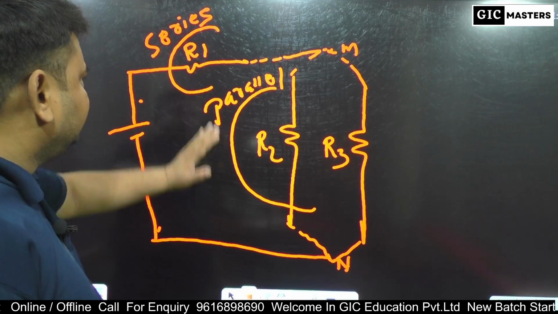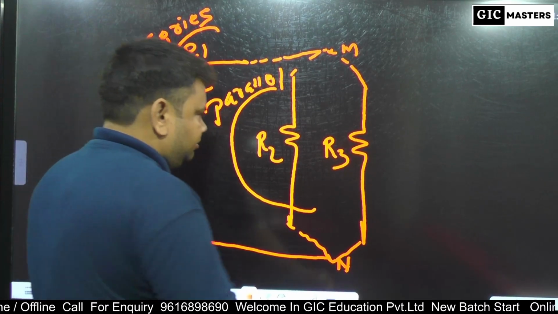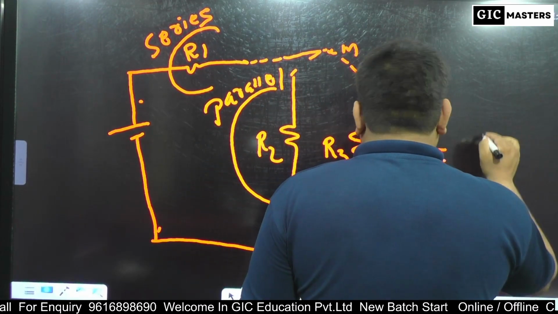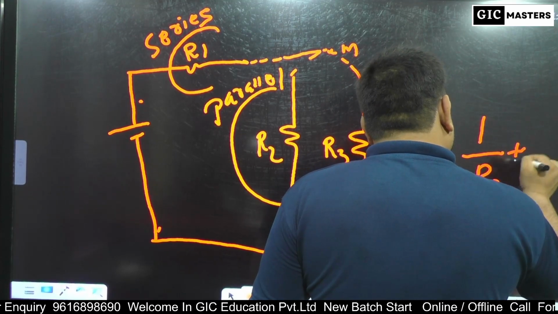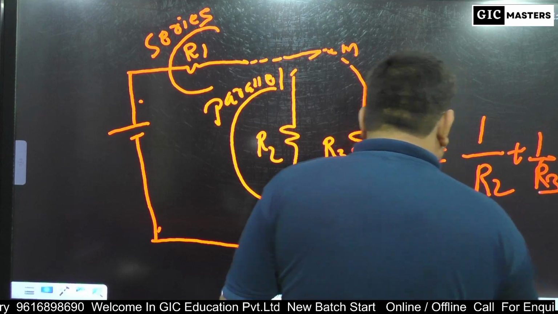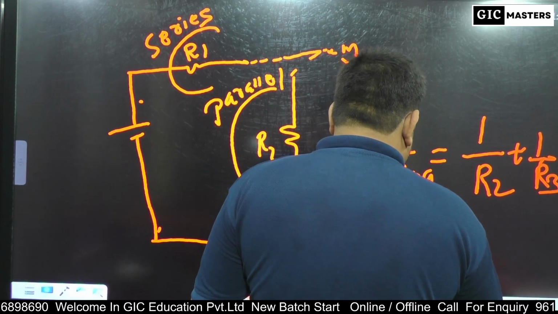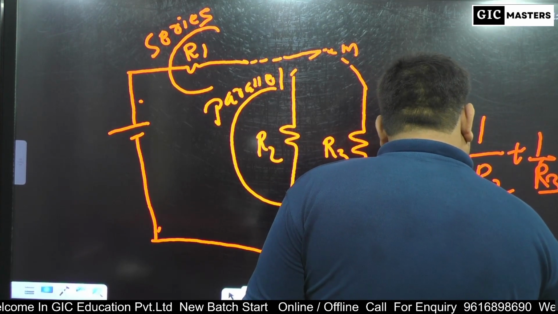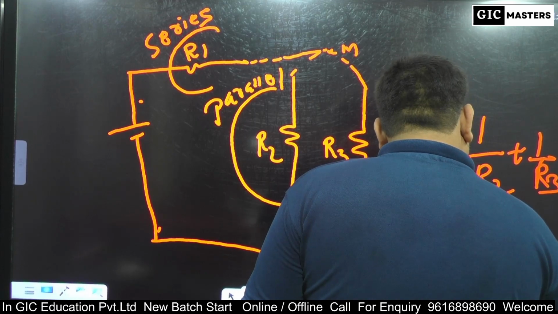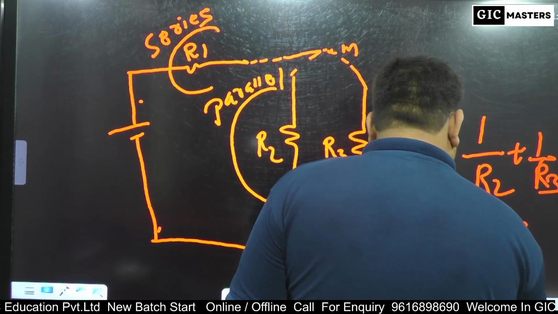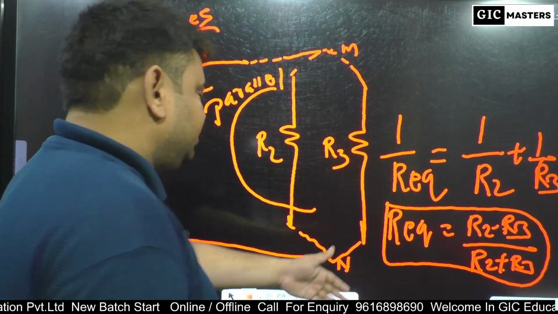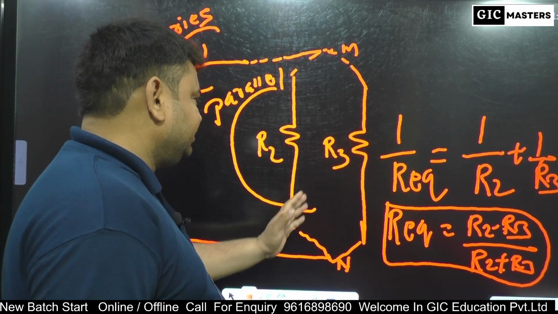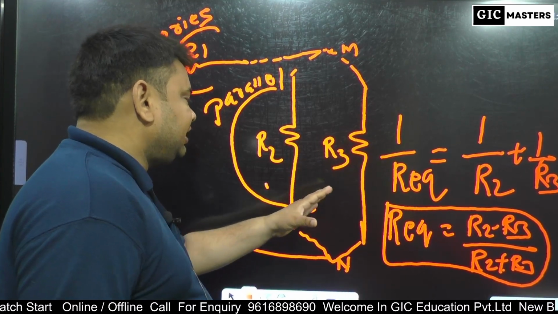So, this combination is called series parallel combination. 1 by R equivalent is equal to 1 by R2 plus 1 by R3. So R equivalent equals R2 R3 divided by R2 plus R3. This R equivalent is the total resistance after calculating when R2 and R3 are connected in parallel.